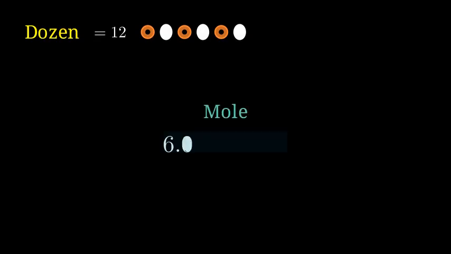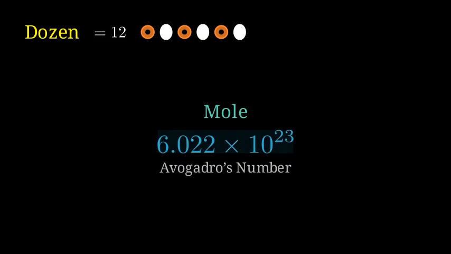Think of the word dozen. When I say a dozen, you immediately think of the number 12. Whether we're talking about eggs, donuts, or cars. A mole is exactly the same thing, just a much larger number. Let's look at this value appearing on the screen. 6.022 times 10 to the 23rd.